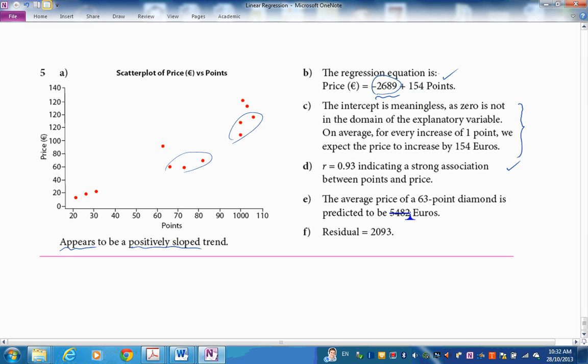Okay, well that finishes this section of the descriptive statistics in the IB course now. We'll move on to probability and some inferential statistics later on.